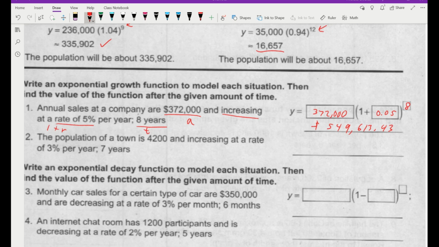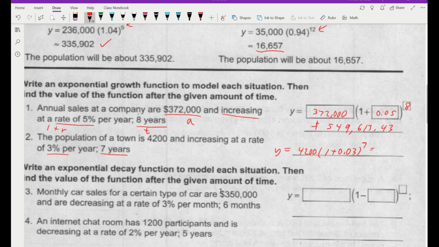The next problem, number 2. Population of a town is 4,200, and it's increasing at a rate of 3% per year for 7 years. What is the population in year 7? Let's see. Y equals the starting number of 4,200. It's increasing, so it's 1 plus 0.03, for 7 years.